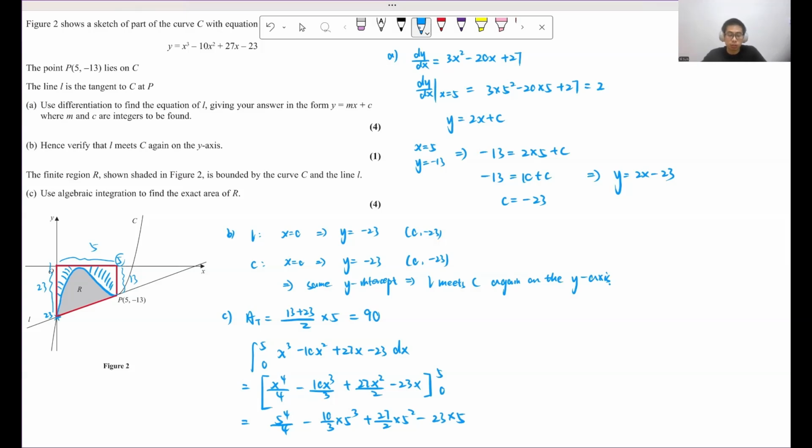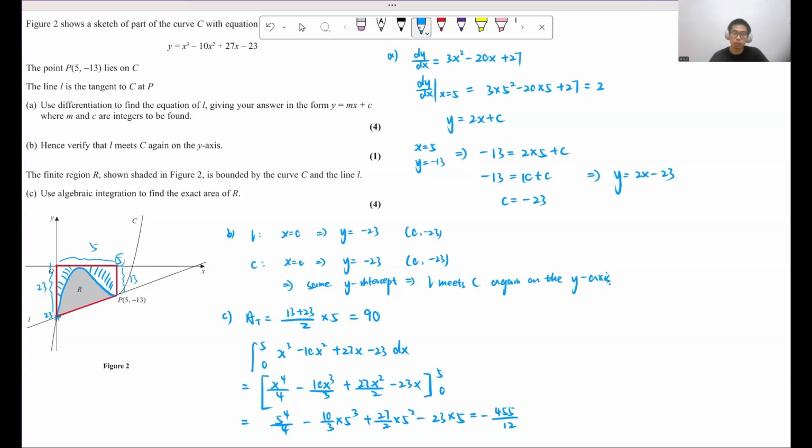So we just put this in the calculator: 5 to the power 4 over 4, minus 10 over 3 times 5 to the power 3, plus 27 over 2 times 5 squared, minus 23 times 5. That is equal to negative 455 over 12. The reason we get negative is because this region is below the x-axis, so we need to use the positive number, the absolute value, 455 over 12.